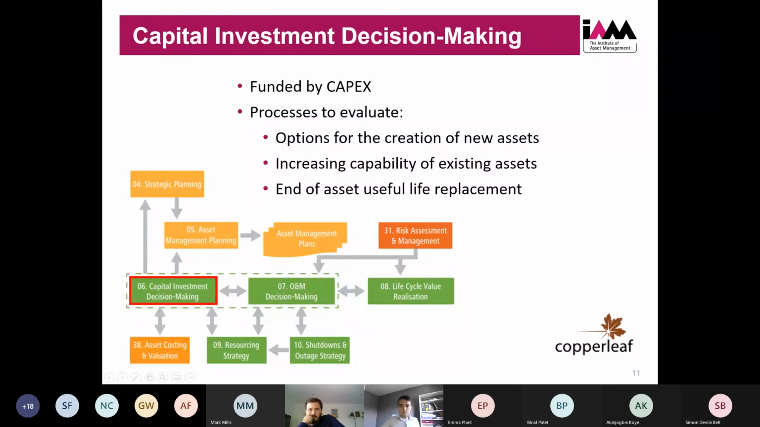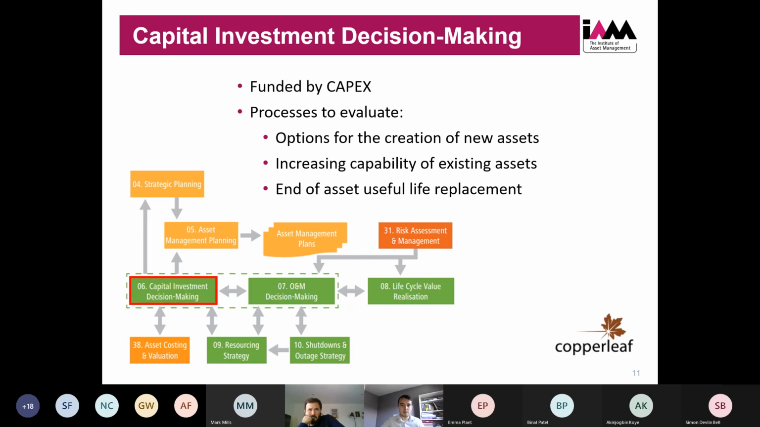Okay, so moving into the first of the 5 asset management decision-making subjects, which is capital investment decision-making. This subject includes theory relating to the processes of evaluating and analysing options for creating new assets, increasing the capability of existing assets, or even the replacement of assets at the end of their useful life. Such activities add equity value to an organisation. So what that means is that it increases the organisation's financial worth.